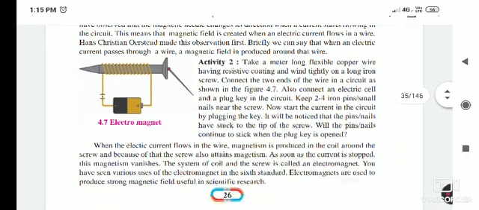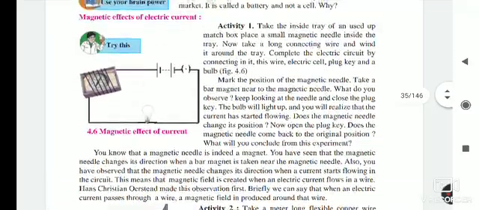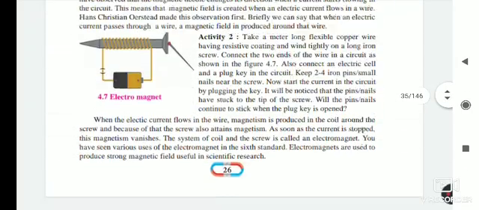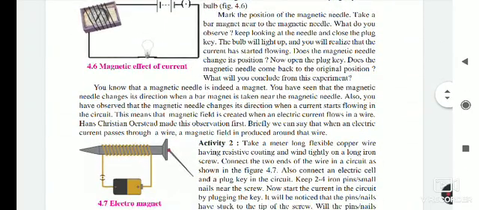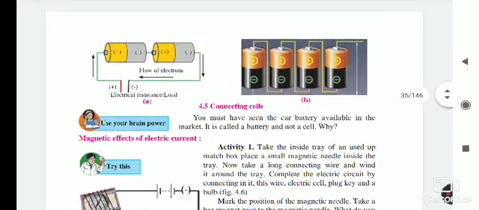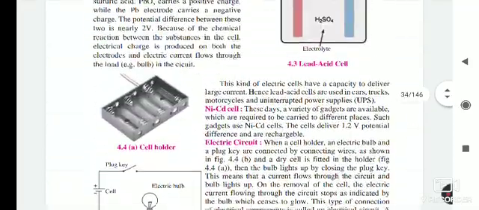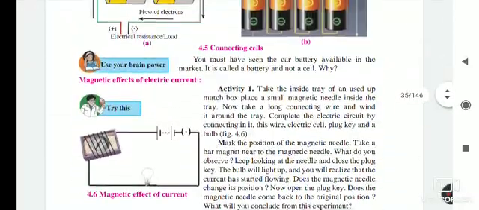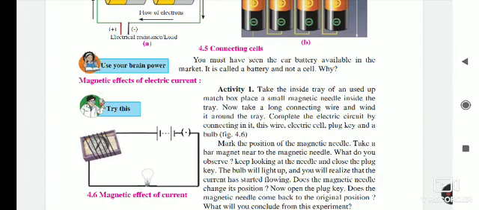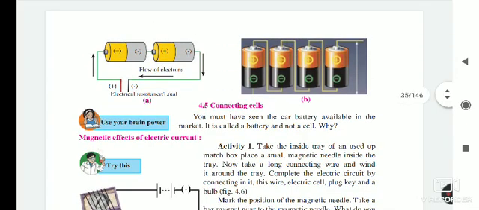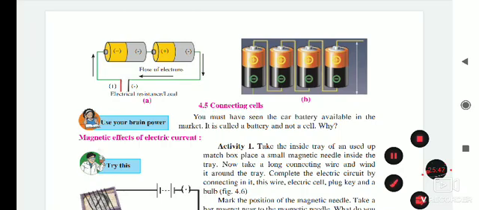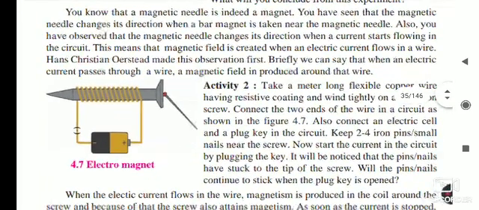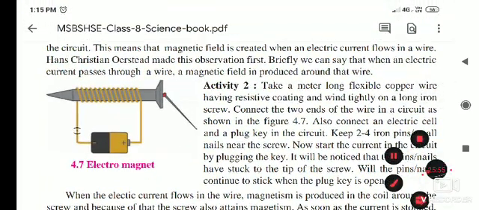So today we will stop here. What we saw today: the structure of the electric bell, and these two experiments that I will show you in our next lecture. Today we saw the nickel cadmium cell, electric cell, connecting cells, then the magnetic effect of electric current, the series arrangement of cells, and how to make an electromagnet at home, and its uses.